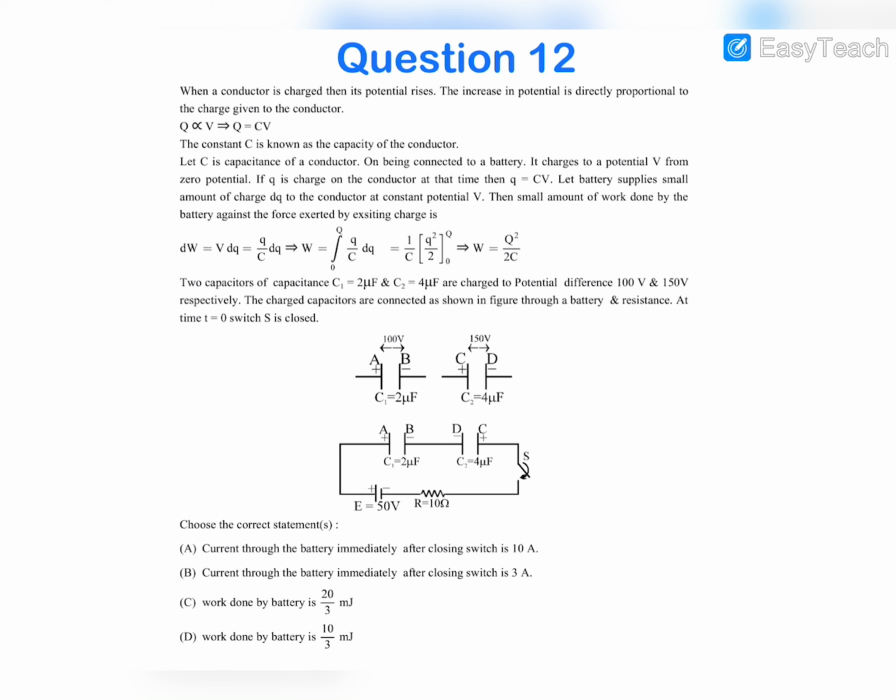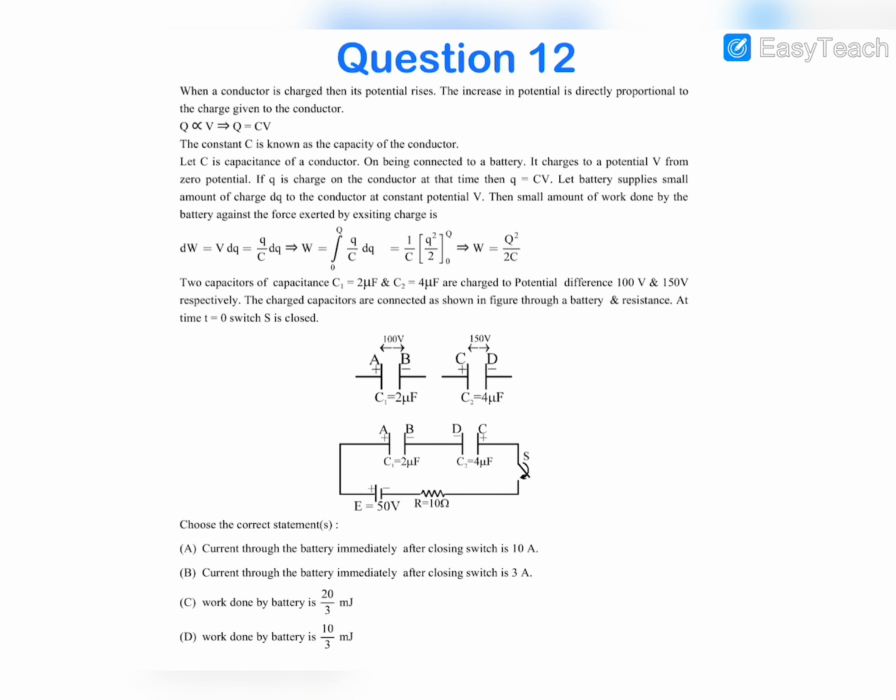In this question you can see the situation, we do not have to read all of it. In this situation these two capacitors are initially charged, and when they are connected with this cell, we have to find the correct option. In these four options, the first thing being asked is the current through the battery immediately after closing the switch, and the work done by the battery. So let us use a new page.